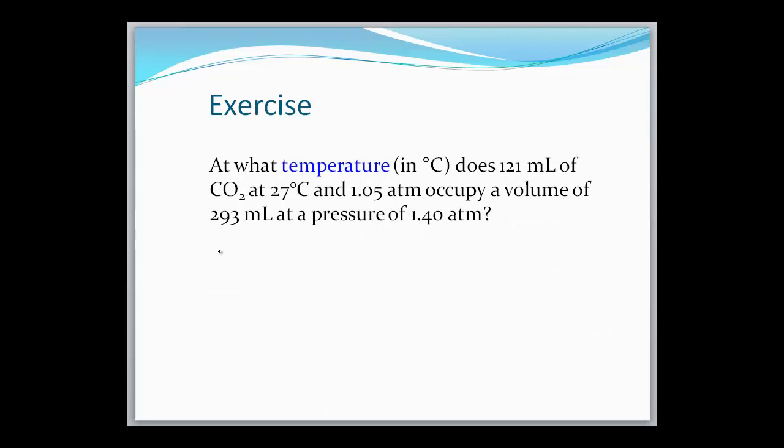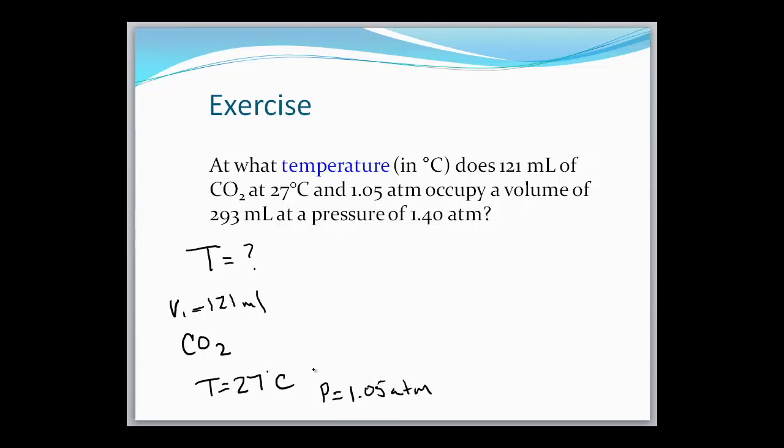Okay, let's take a look at one more problem. We want to find the temperature. At what temperature in Celsius does 121 milliliters, so our volume, 121 milliliters of carbon dioxide at 27 degrees Celsius and 1.05 atmospheres can occupy a volume of 293 milliliters at 1.4 atmospheres.